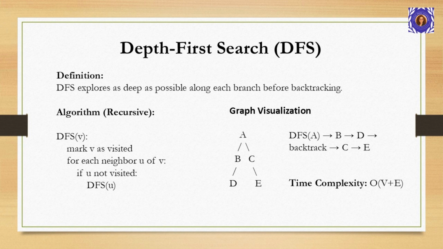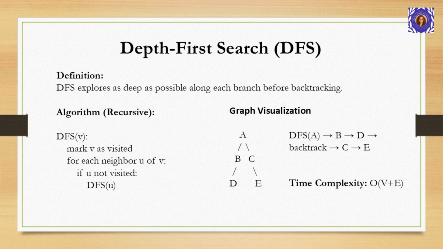DFS explores as far as possible along each branch before backtracking. It's naturally recursive in nature, which makes it elegant to implement and understand. The recursive DFS algorithm is beautifully simple. Let's trace through the tree structure shown. A is connected to B and C, while B is connected to D and E.